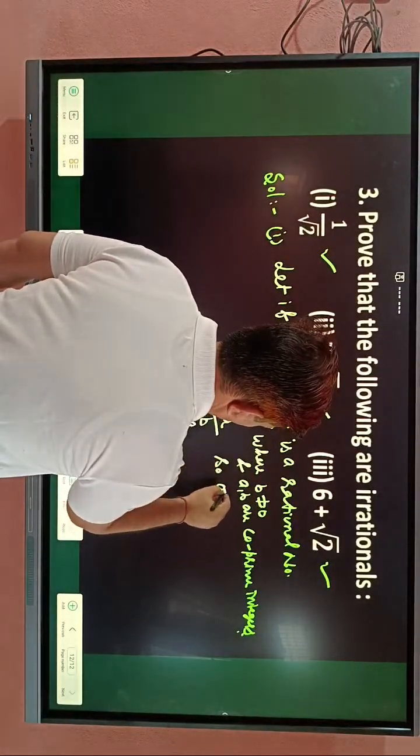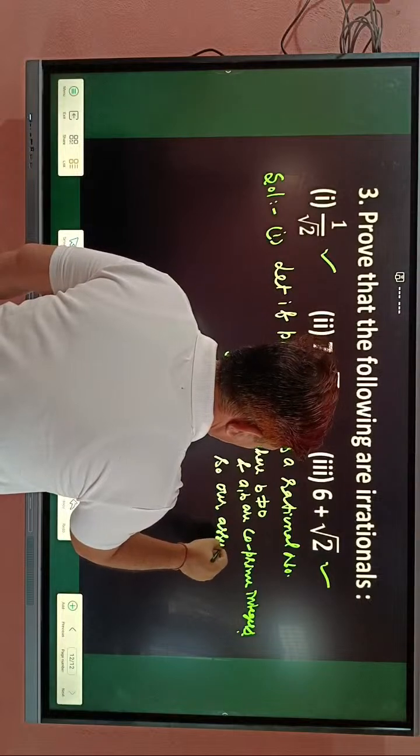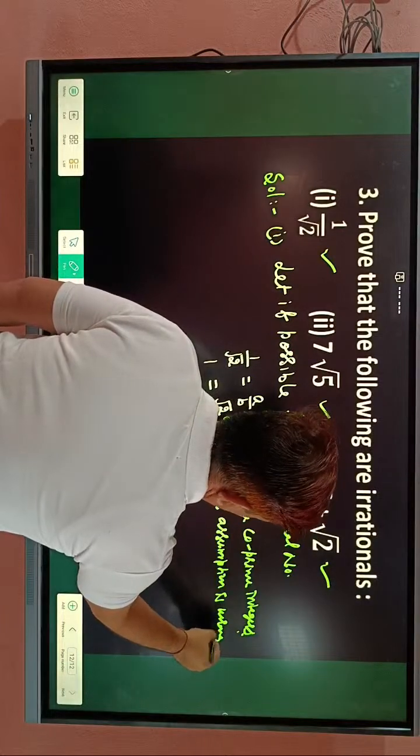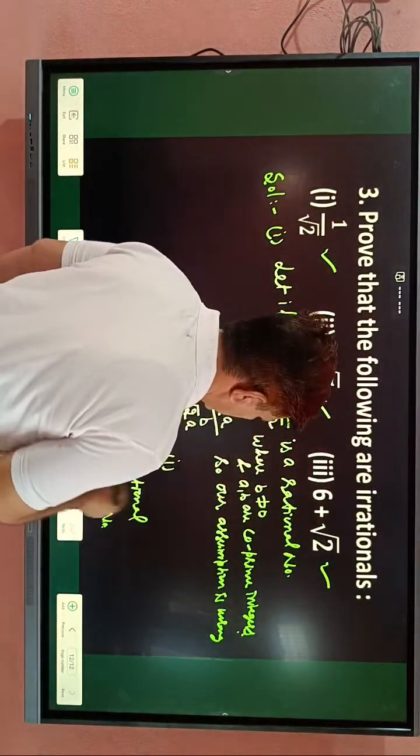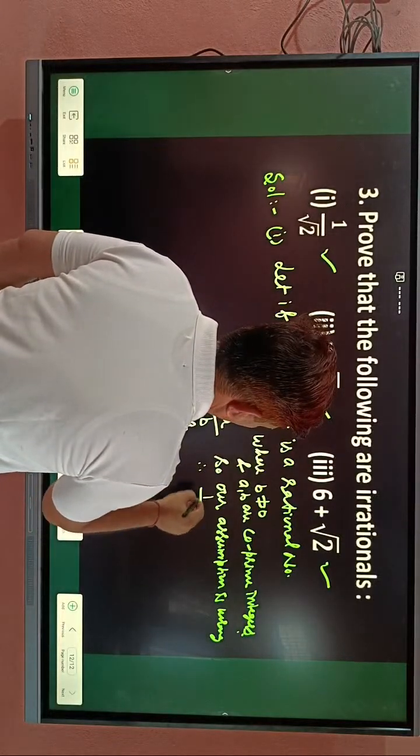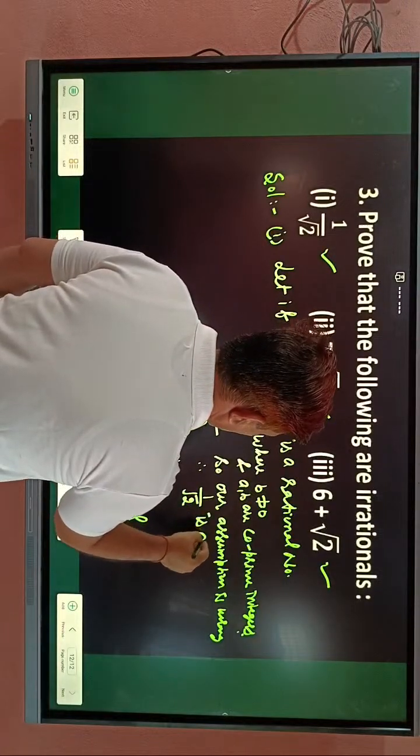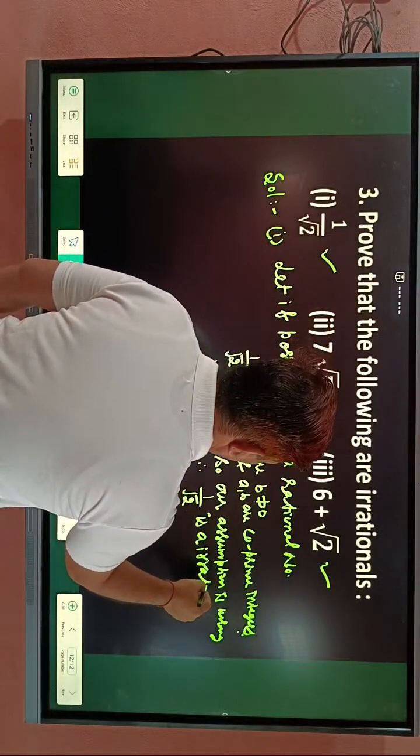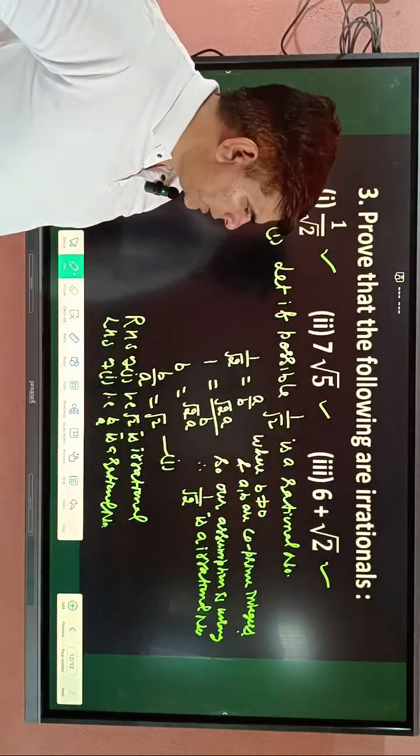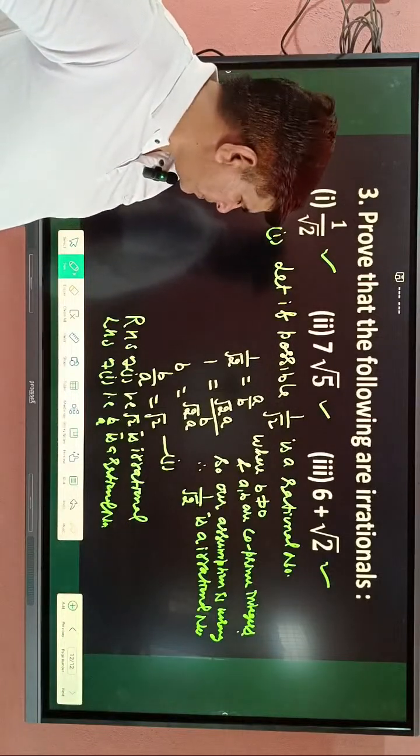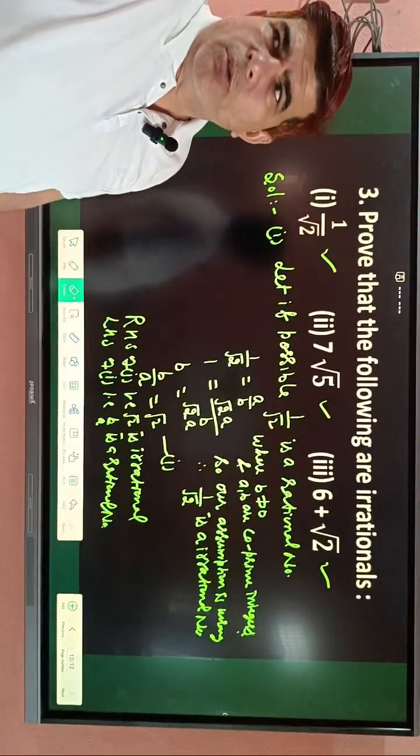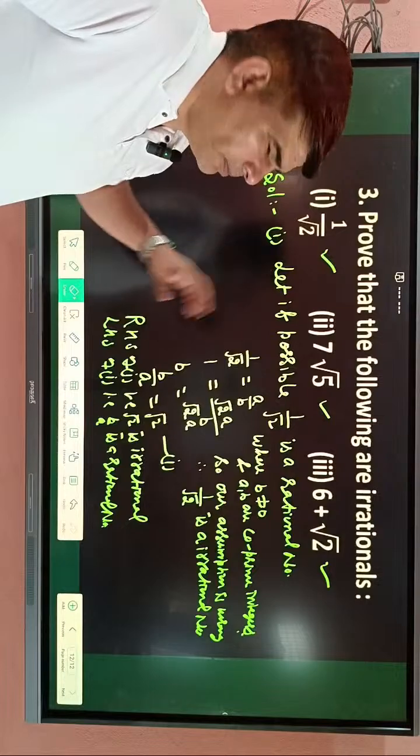So our assumption is wrong. Then what? Therefore, 1 by n root 2 is an irrational number. Easily you can prove. If you understand, then no problem. Understood? No doubt. So look here, second part of this question.